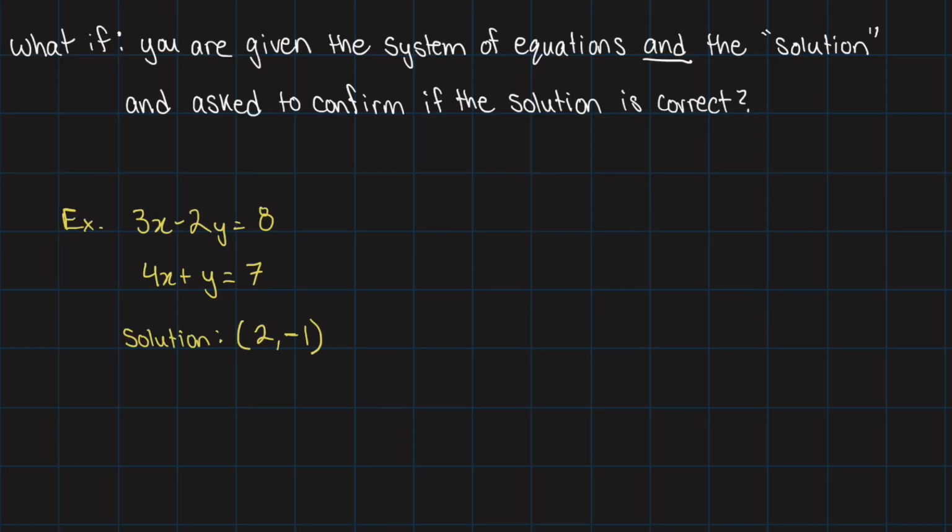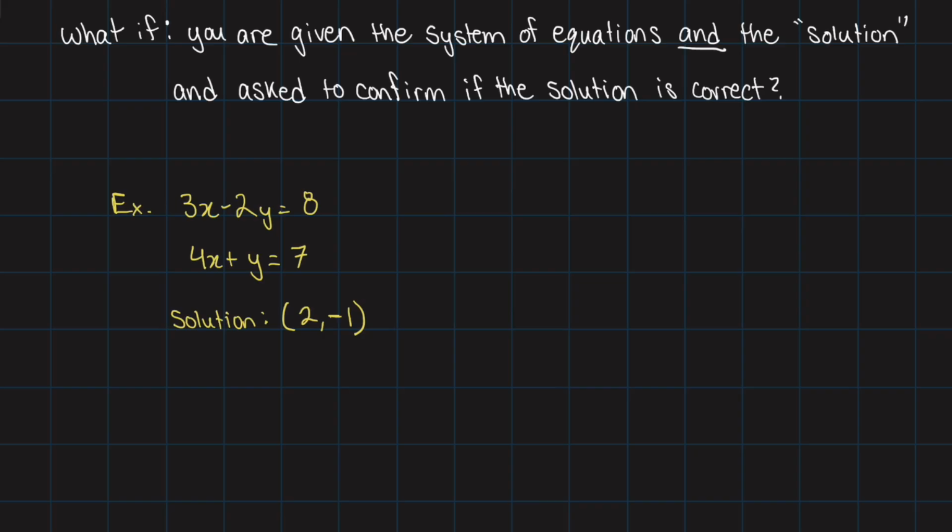Now, what if you are given the system of equations and you are given the "solution", and the reason it's in quotation marks is because you have to figure out if that is actually the solution or if it's not. In this question, we are given two linear equations. We have 3x minus 2y equals 8, and we have 4x plus y equals 7. And they're saying the solution is 2 and negative 1. When x is 2 and y is negative 1, and we have to confirm, is that the solution or is it not? In other words, is that where the two equations intersect graphically or no?